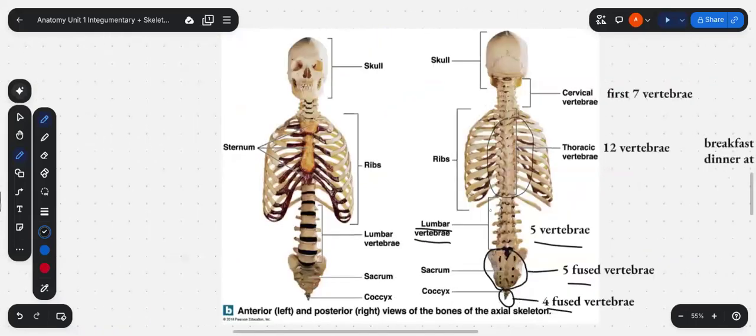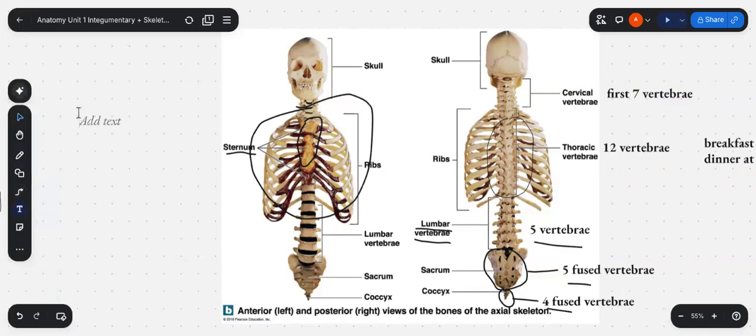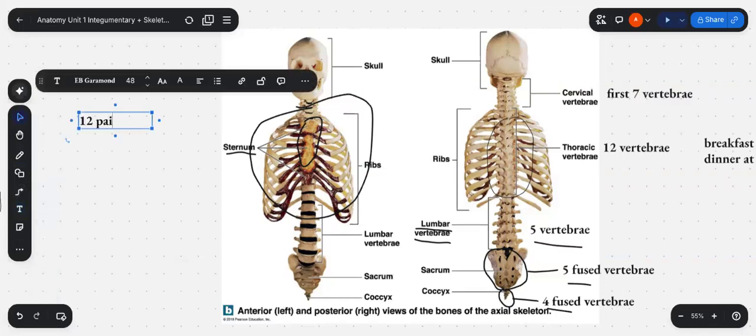Next, we're going to move on to the thorax region of your skeleton. The thorax region is going to be your chest area, so this whole area over here. And it is basically just referring to your sternum, which is this yellow flat bone over here, and then you have 12 ribs, or 12 pairs of ribs, I should say. So 12 pairs of ribs, which equates to 24 singular ribs.